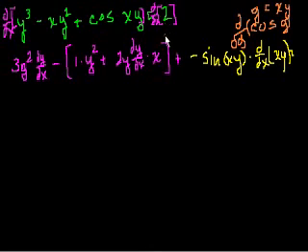Well, 2 never changes, right? It's a constant, so its derivative is 0. So let's see if we can simplify this a little bit. And we'll come back to that. Let's just write this. Let's see.